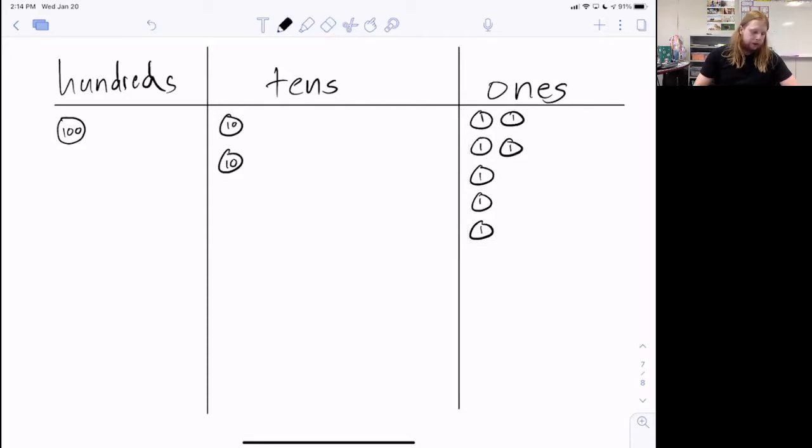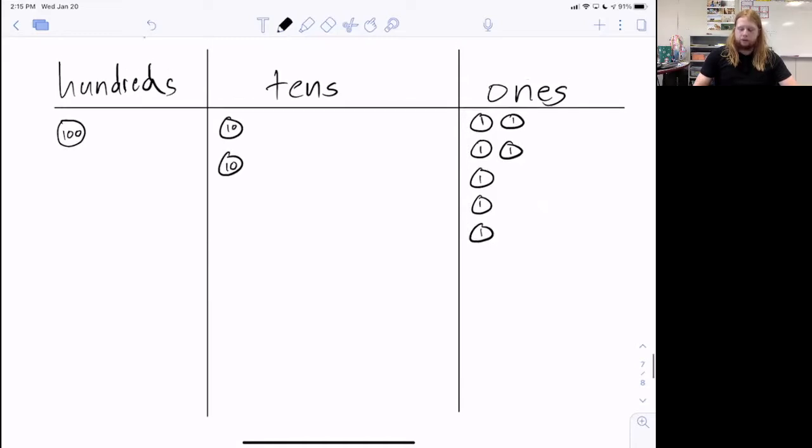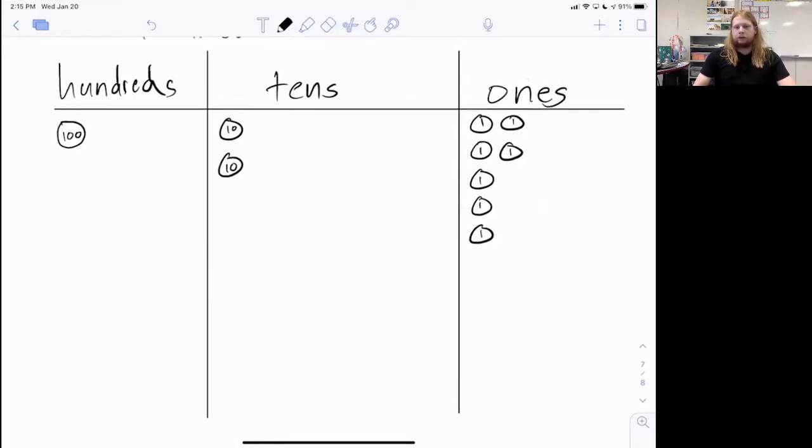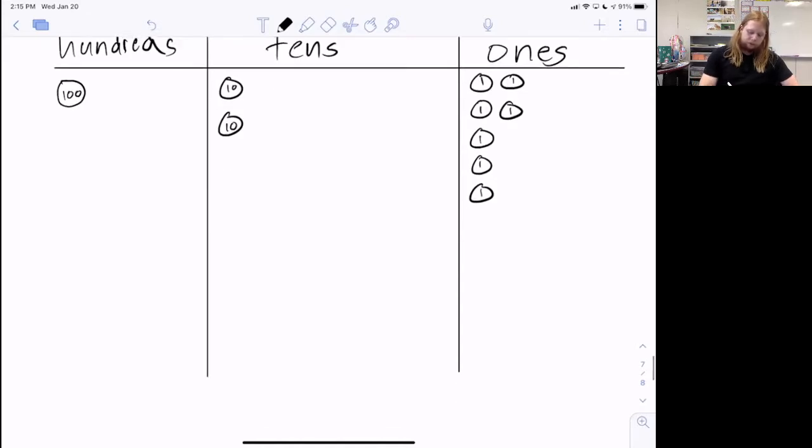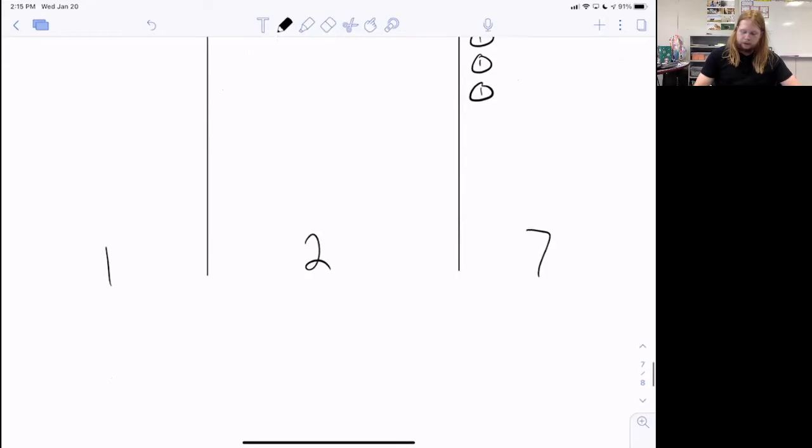Awesome. So now I'm going to ask you, what number is this? You don't have to write this in your Seesaw right now. This isn't going to go into your Seesaw. But what number is this? Well, if there's a 1 in the hundreds, 2 tens, and 7 ones, that number would be 127.